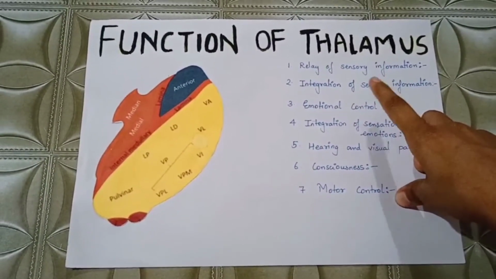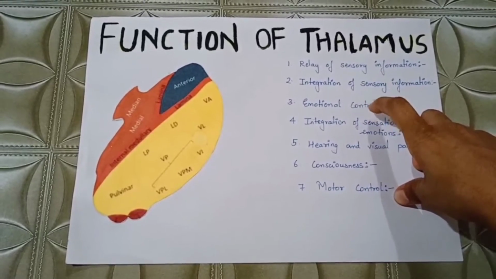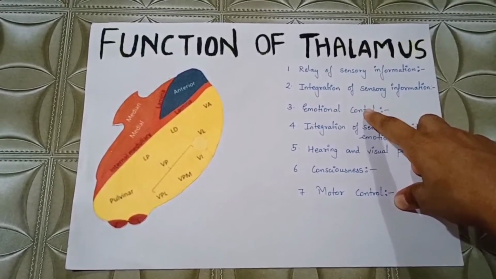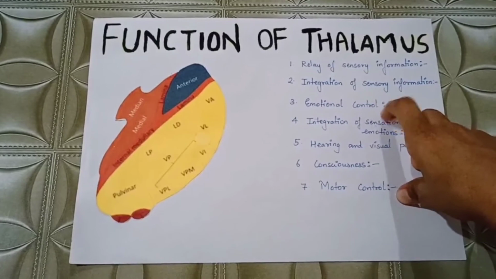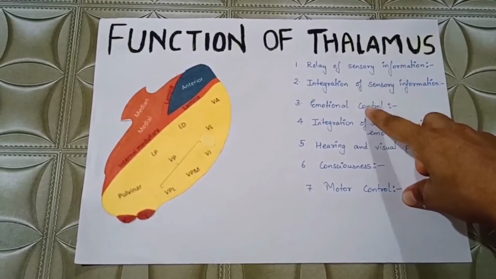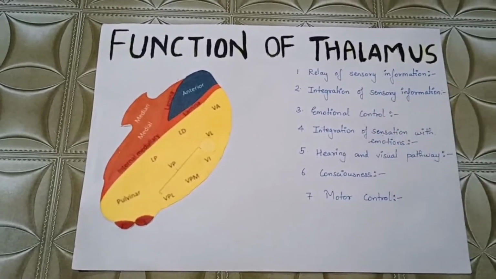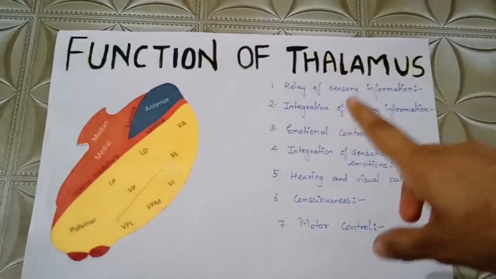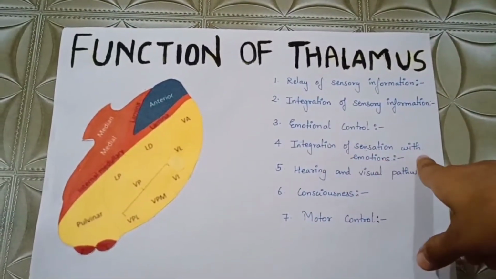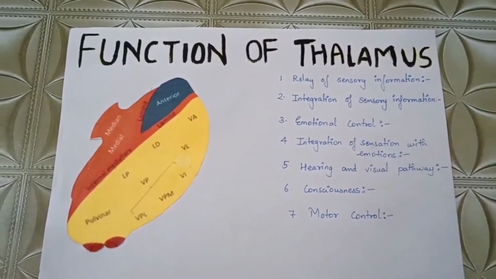Coming to the next point, that is emotional control. Being a part of the mammillothalamic tract, thalamus play an important role in controlling the emotional tone of a person, like crying, sadness and all. Fourth one is integrations of sensation with emotions.